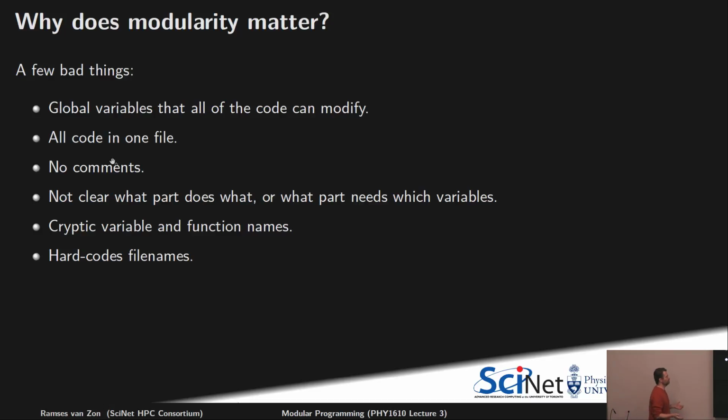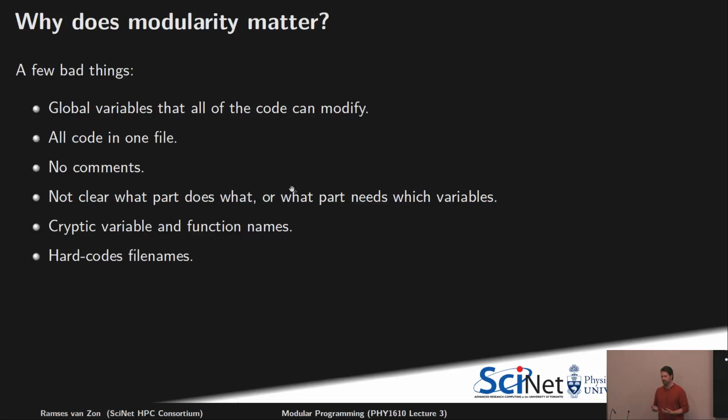You could say it's a small file, but files never stay small, or projects never stay small. There's no comments. I already said that. That doesn't help us either. So we should. But more importantly, it's really not clear what part does what. It's hardly clear what it does at all. It's not clear what part needs which variable. So with these global variables, we don't know if they're really necessary in every function.